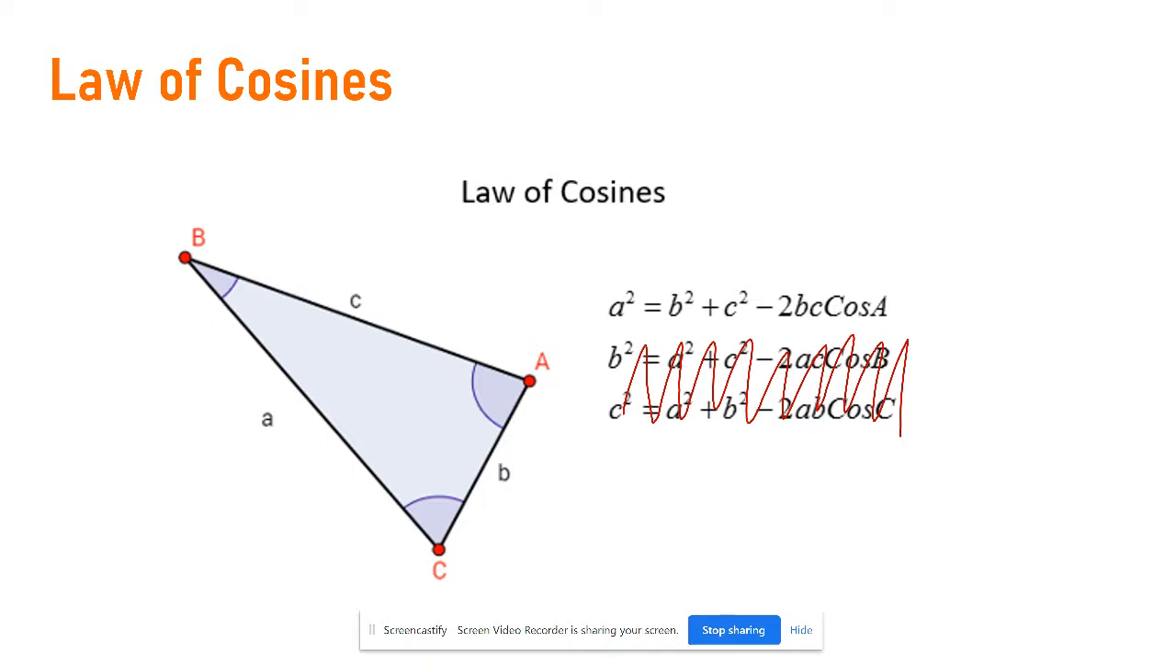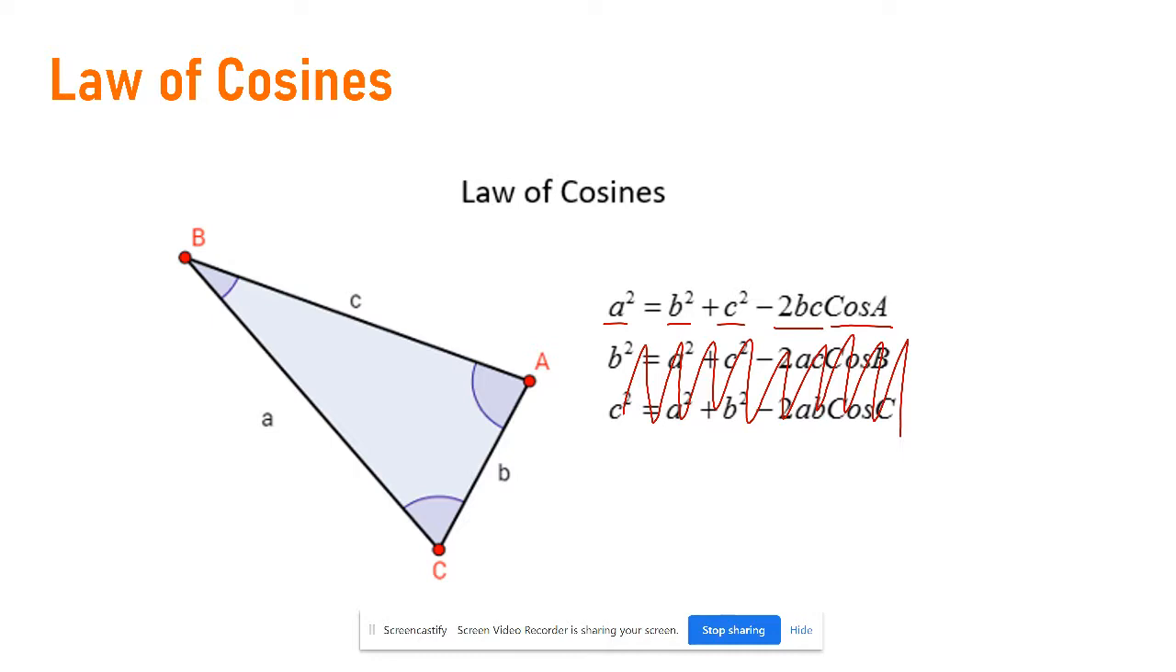You have the side you're looking for. That side squared is equal to the sum of the other two sides. So if you were using a, it would be the sum of b squared and c squared minus 2 times the lengths of those other two sides, so minus 2bc, times cosine of the opposite angle.